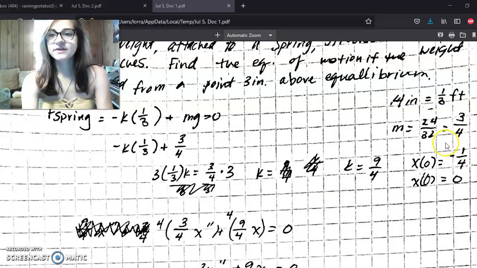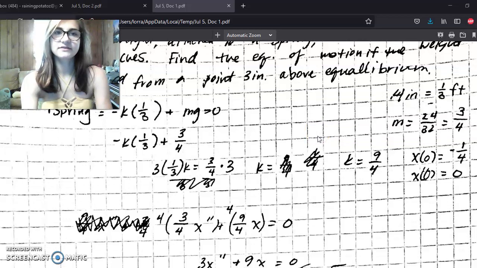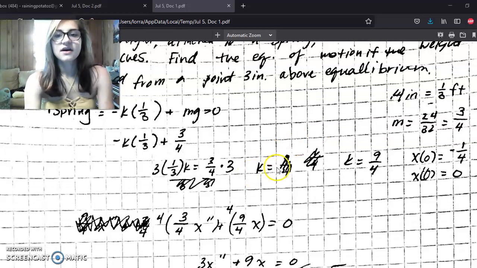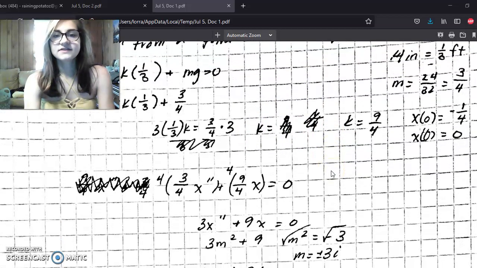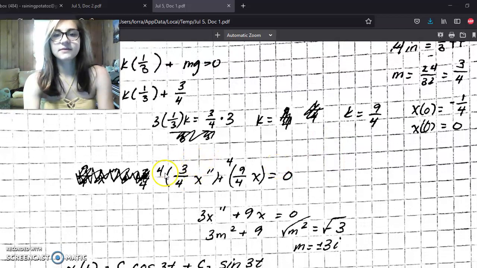And then also on this side of the screen, I've written down what x of 0 is equal to and x prime of 0 is equal to, so that I can use those to find the constants later on. So with that, you're able to set up the equation 3/4 x double prime plus 9/4 x is equal to 0.